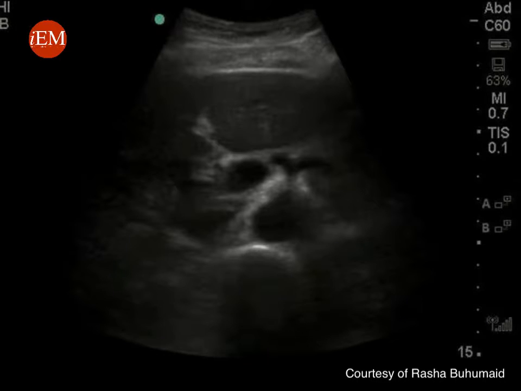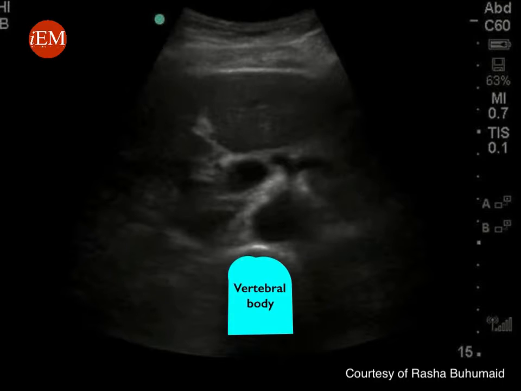The anatomical landmark to identify the abdominal aorta is the vertebral body, which is identified as this bright line with posterior shadowing. Just anterior and to the right side of the vertebral body, you will identify the abdominal aorta. And just to its left will be the inferior vena cava.